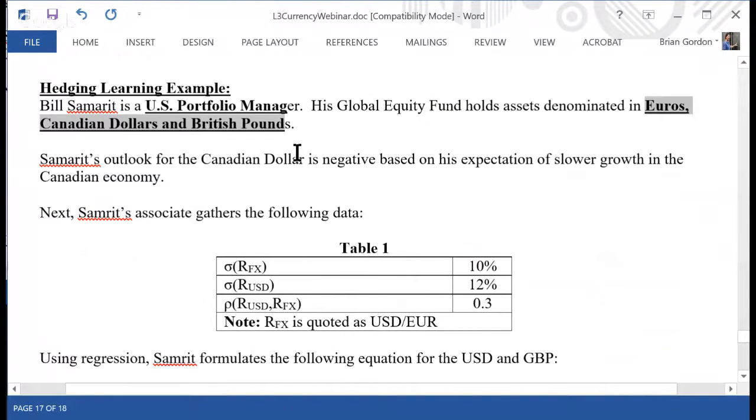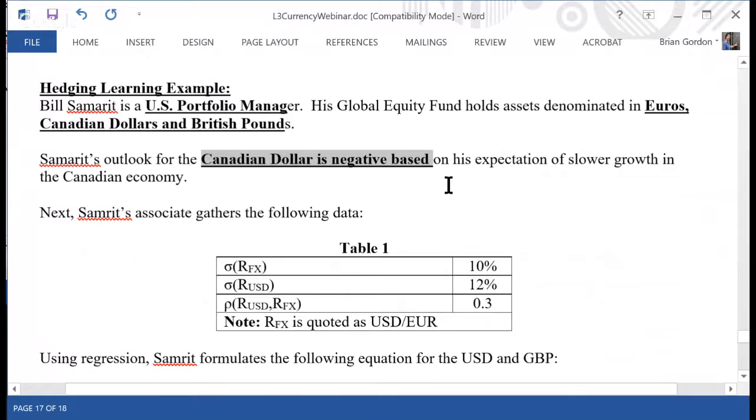This is the exposure. And now here's the link back to the economic fundamentals. The outlook for the Canadian dollar is negative based on the expectation for slower growth. Okay, all I had to know, it's negative. I think I've got to cover that up. I've got to be able to sell my Canadian dollars and get them back to my home currency. I already know where this is going.